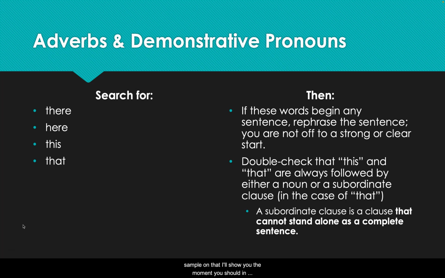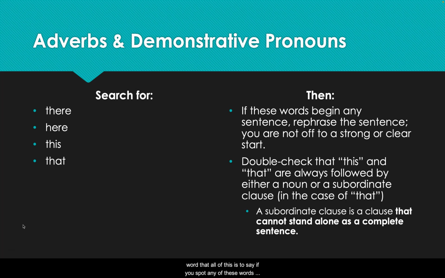And you'll see exactly what I mean in the sample that I'll show you in a moment. You should in particular pay attention to the words this and that, because they should be followed by a noun, right? Or if we're getting really technical, a subordinate clause. And a subordinate clause is a clause that cannot stand alone as a complete sentence. You'll see on this slide, I've bolded that clause in the sentence: that cannot stand alone as a complete sentence. That is a perfect example of a subordinate clause that starts with the word that.